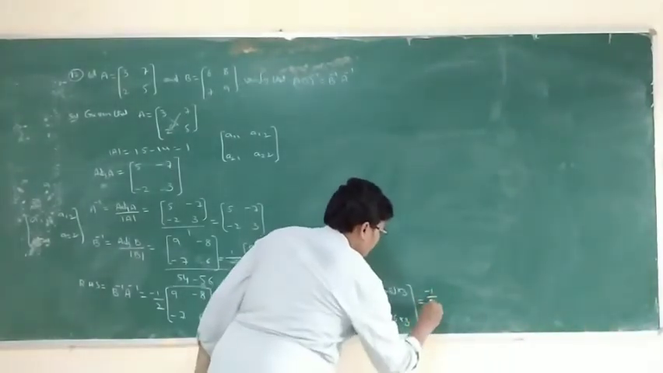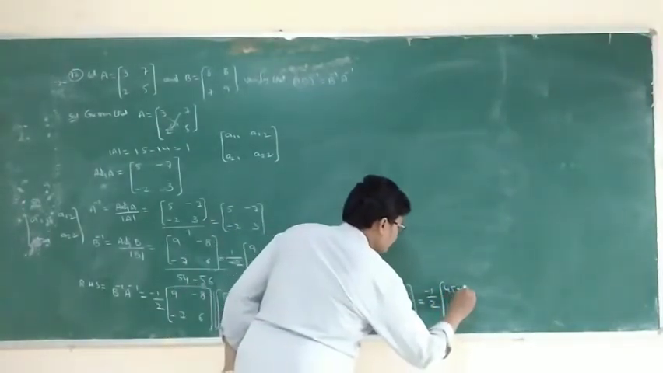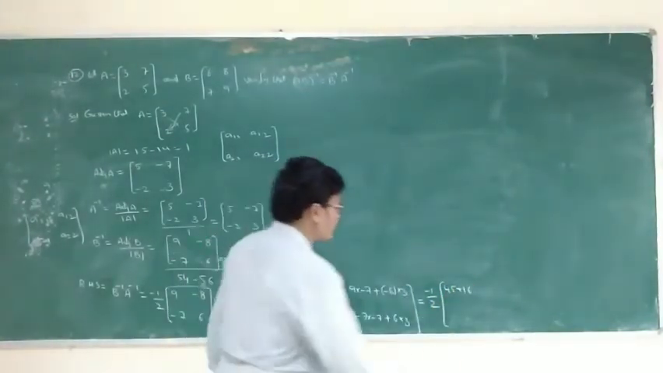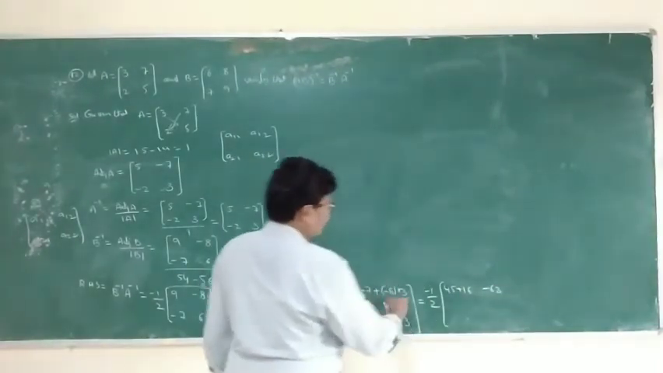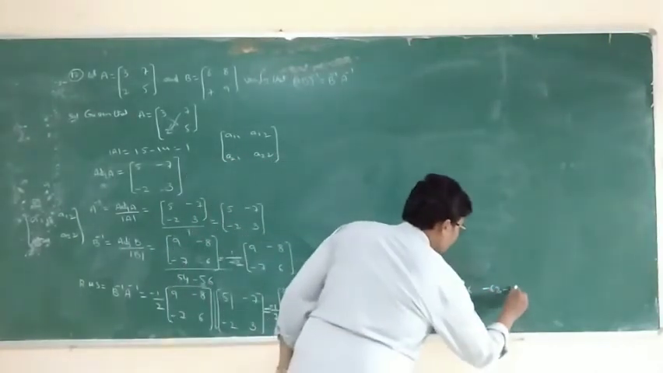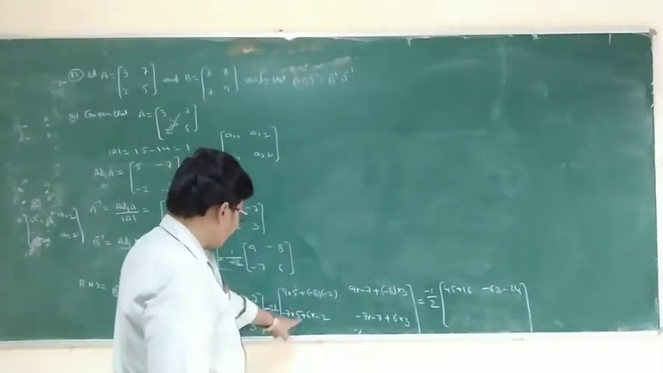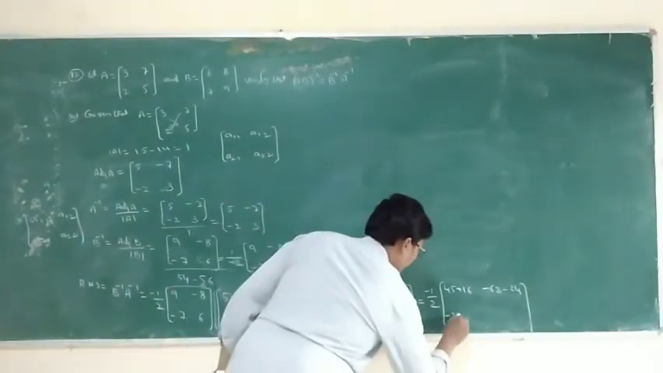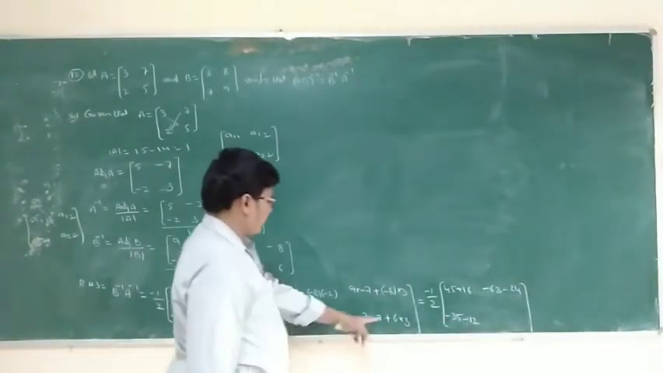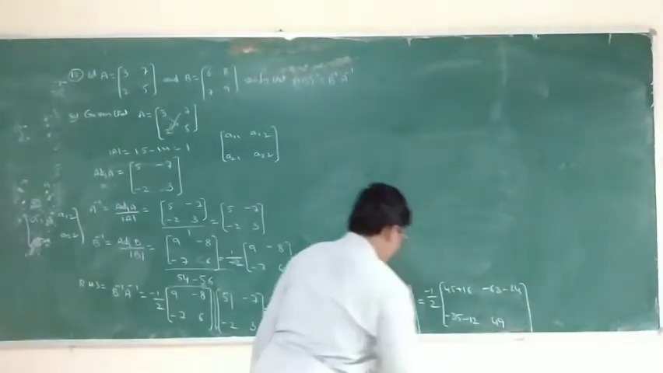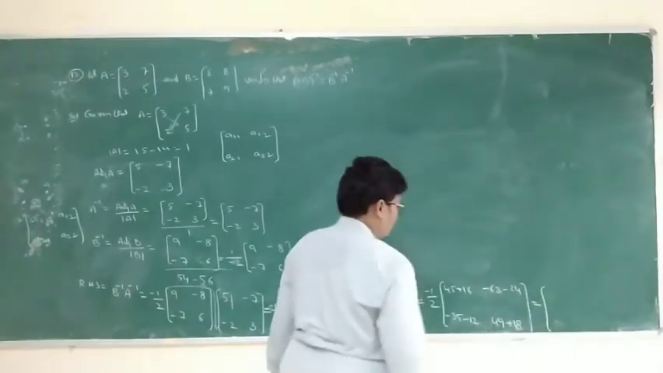Minus 1 by 2 into, so 9 into 5, 45 plus 16. 9 into minus 7, minus 63, minus 8 into 3, minus 24, minus 24. Next, minus 7 into 5, minus 35, plus 6 into minus 2, minus 12. Next, minus 7 into minus 7, 49, plus 18 is equal to this one.